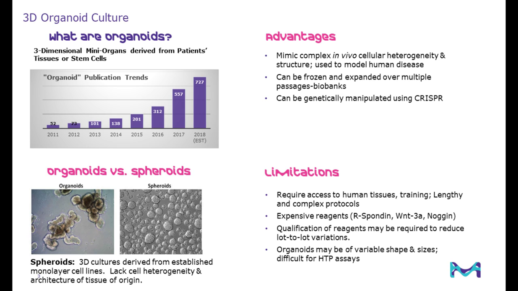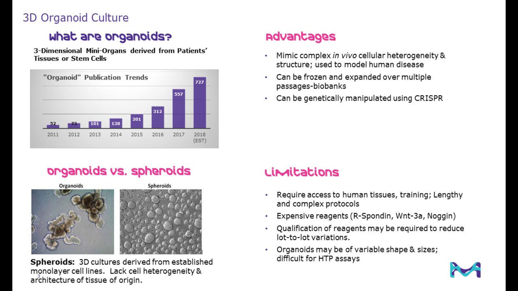There are advantages of using organoids because they are derived from patient tissues or stem cells. They contain a mixture of cell types and thus mimic the complex in vivo cellular heterogeneity of the primary organ. They can be frozen and expanded over multiple passages. Biobanks may be created from them. Finally, they can be genetically manipulated using CRISPR technology.